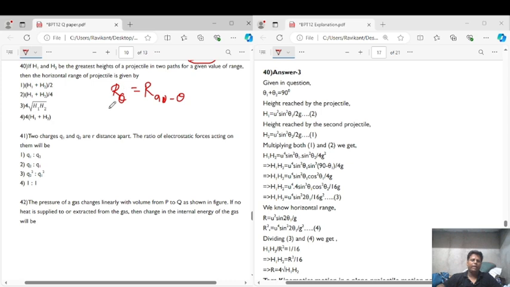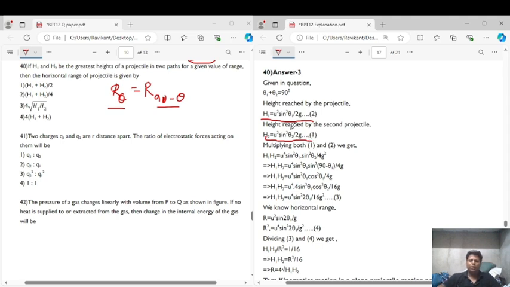That is, the range for an angle theta is equal to the range for its complementary angle. This is true, right? So we have the formula for maximum height, H is equal to U square sine square theta upon 2G. So H1 will be for theta and H2 will be for 90 minus theta. So H1 is equal to U square sine square theta 1 upon 2G, and H2 will be equal to U square sine square theta 2 upon 2G, right?